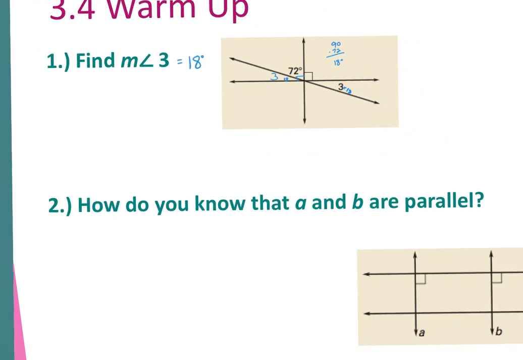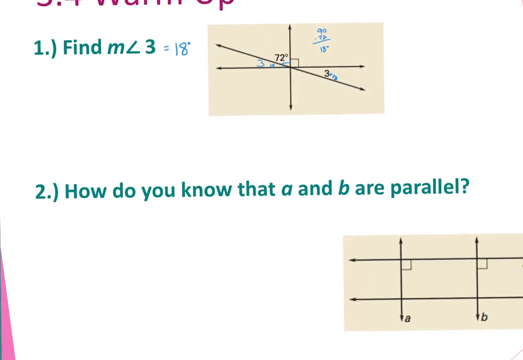Good. 2 says, how do you know that A and B are parallel? Because they're both perpendicular to line C. Okay, which has, like I was just talking to Mr. Yurko about it, the longest name. Like that theorem has the longest name that makes no sense to me. So I tend to just write it out because they are both perpendicular to the same line.